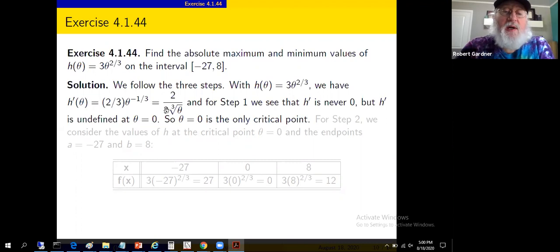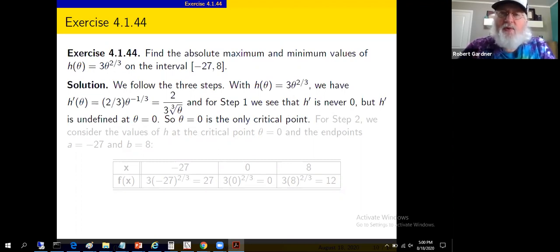Is the derivative ever undefined? Yeah, I can't divide by 0. So when theta equals 0, we would have division by 0. The derivative is undefined at 0. Is 0 in the domain of the function? You know what 0 to the 2/3 power is? It's 0. Yeah, so 0 is in fact in the domain of the function. So barring the little typo there, I stand by my claims that the derivative is never 0, and theta equals 0 is a critical point because the derivative is undefined there.